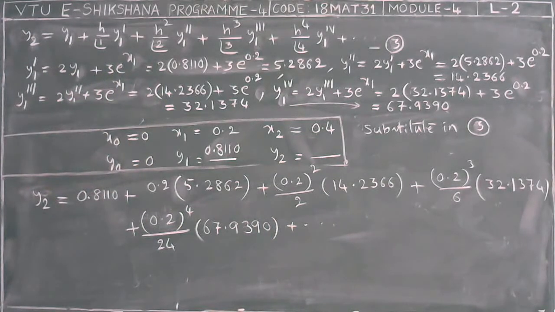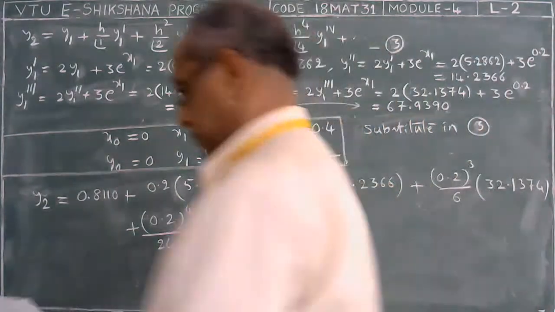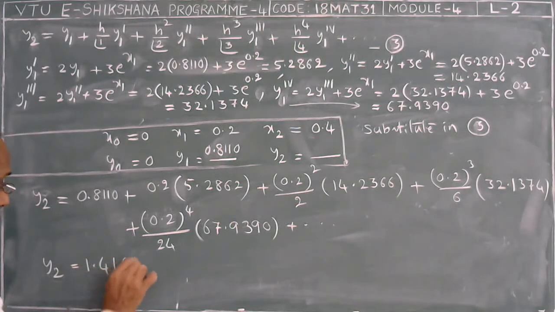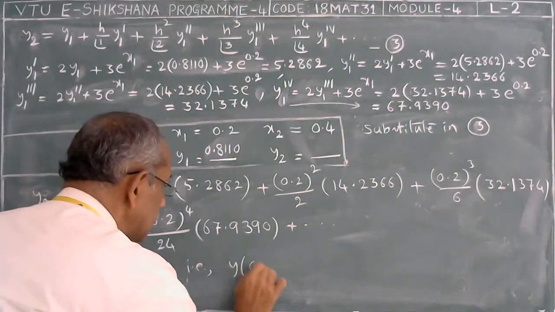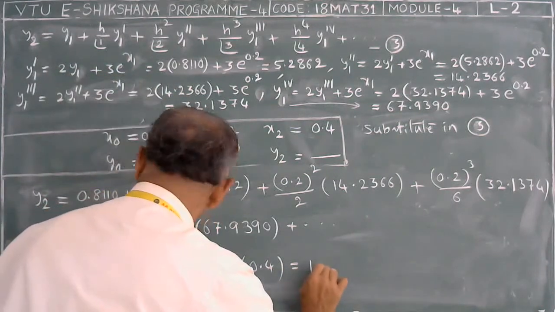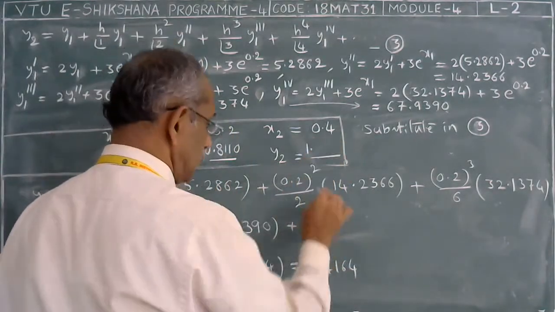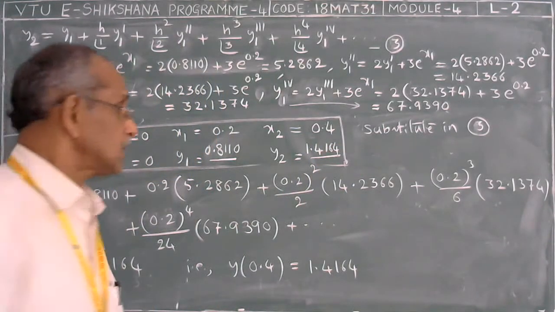So if you carefully compute this, you get y2 is equal to 1.4164. So that is y at x is equal to x2, that is 0.4, is equal to 1.4164. So we got the value 1.4164. Okay. Now this completes the problem.